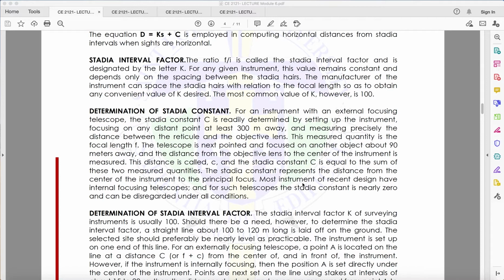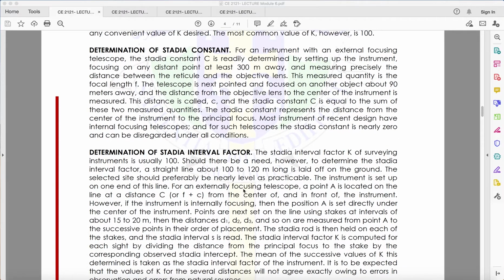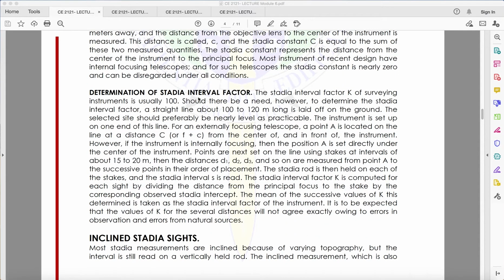Most instruments of recent design have internal focusing telescopes, and in such telescopes the stadia constant is nearly zero and can be disregarded under all conditions. So I mixed them up earlier. For an internal focusing lens, it is nearly zero and negligible. Next, determination of the stadia interval factor.